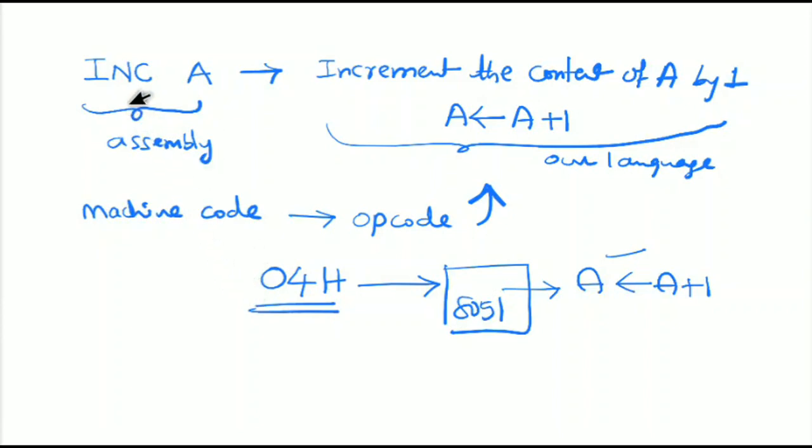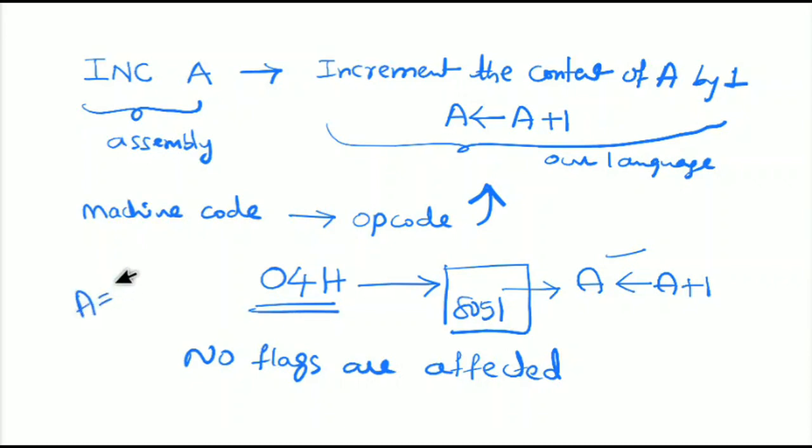And whenever you are executing the increment instruction, not only for operand A but for other operands also, no flags are affected. So there is no effect on the carry flag, auxiliary carry flag, or parity flag. Of course we don't have a zero flag, but whenever you are incrementing the highest value, let us say A is FFH, and then you are using increment A.